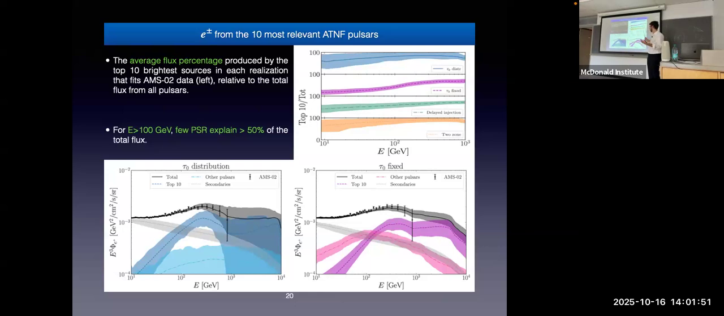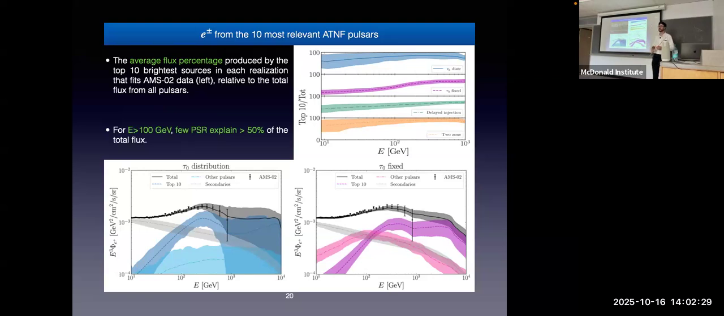But with the 10 brightest sources, you can produce 50% or higher of the total positron contribution. While for other models, you can basically explain with the 10 brightest sources 80 to 100% of the overall positron flux coming from the population. And so in the positron excess, on average, at least at energies higher than 100 GeV, you usually care only about your first 10 brightest sources.